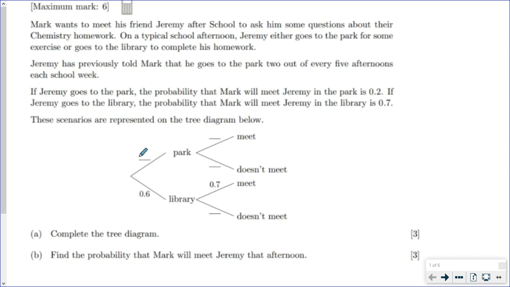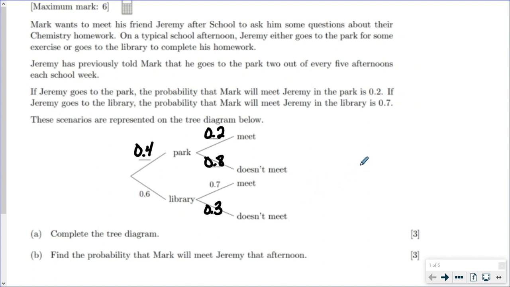Of course, each little branching of the tree has to add up to 1, right? So if there's a 0.6 chance he goes to the library, then there is a 0.4 chance he goes to the park. And if there is a 0.7 chance that they meet at the library, then there is a 0.3 chance that they do not. Now it says here, if Jeremy goes to the park, the probability that Mark will meet Jeremy in the park is 0.2. So this is 0.2, which means this has to be 0.8.